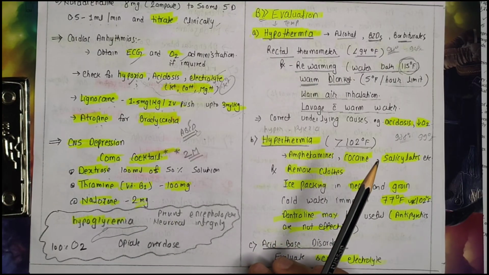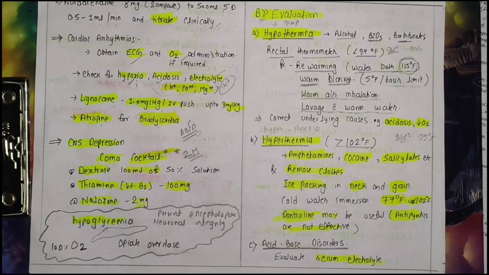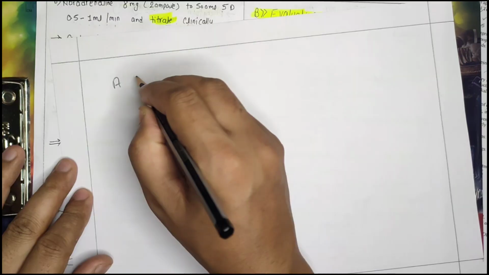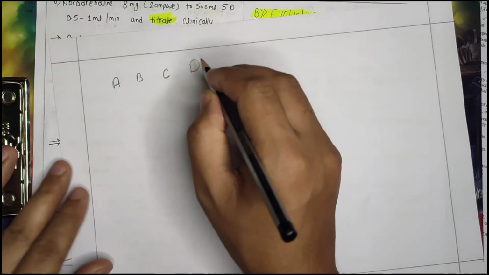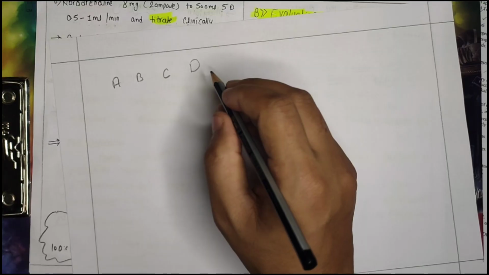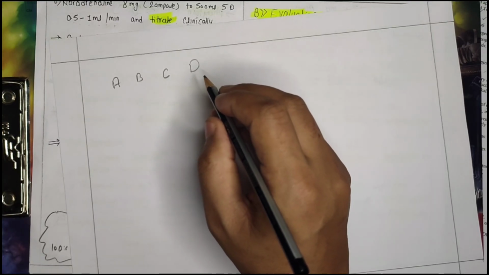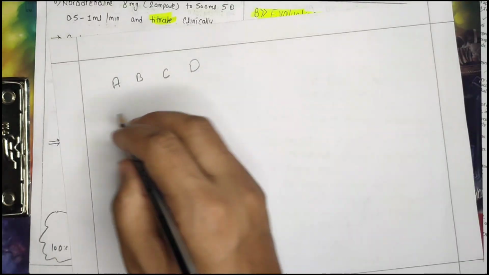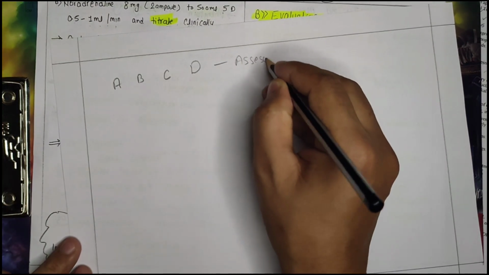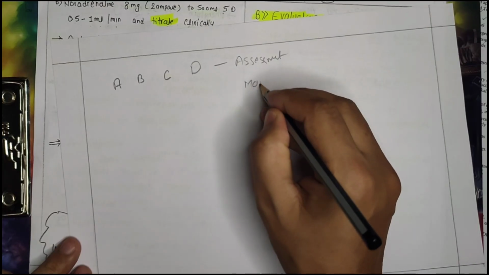So now let's summarize the stabilization once again. In today's class, in the stabilization section, there are two important parameters. First is the assessment. We have discussed what we need to assess, that is A for airway, B for breathing, C for circulation, and D for CNS depression. That needs to be assessed by various means as I have discussed in the class. This is the assessment phase.